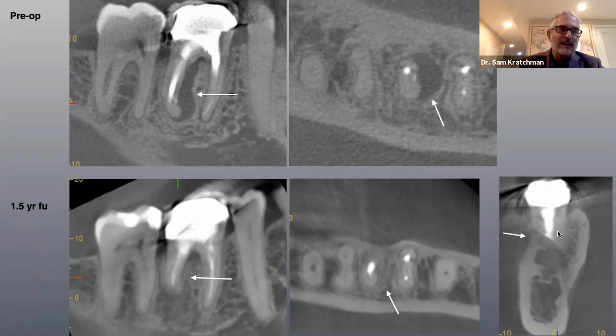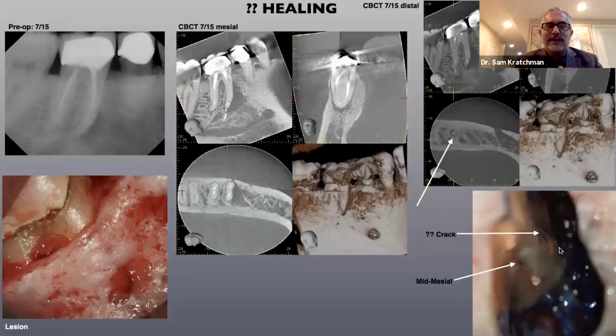So this once again goes back to my theory that when the root is placed deeper into the bone, it makes for easier healing.